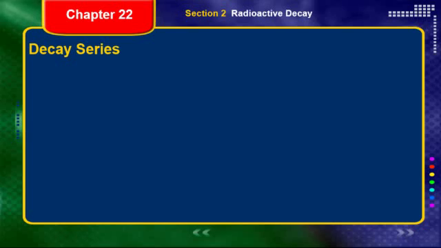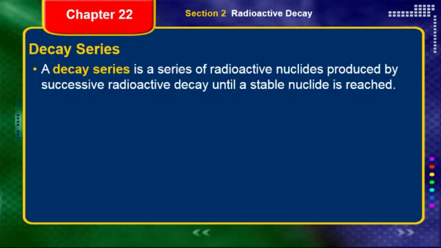Now let's move on to Decay Series. A decay series is a series of radioactive nuclides produced by successive radioactive decay until a stable nuclide is reached. What we mean by successive radioactive decay is a stage-based or phase-based radioactive decay. It happens in a series. One nuclear decay happens, and then the result of that nuclear decay decays again, and then yet again until that stable nuclide is reached.